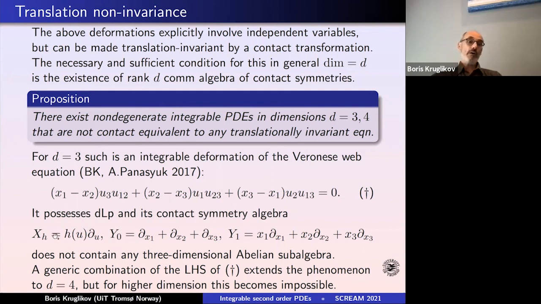This one has rank one, so it contains a maximal one-dimensional abelian subalgebra. And in Sol2, it's also a maximal one-dimensional abelian. So there simply is no three-dimensional abelian subalgebra. It's possible also to create such a thing for D equal to 4, but not in higher dimensions. Actually, in higher dimensions it's simply impossible to have non-degenerate integrable PDEs, as a corollary from the joint theorem with David Calderbank.